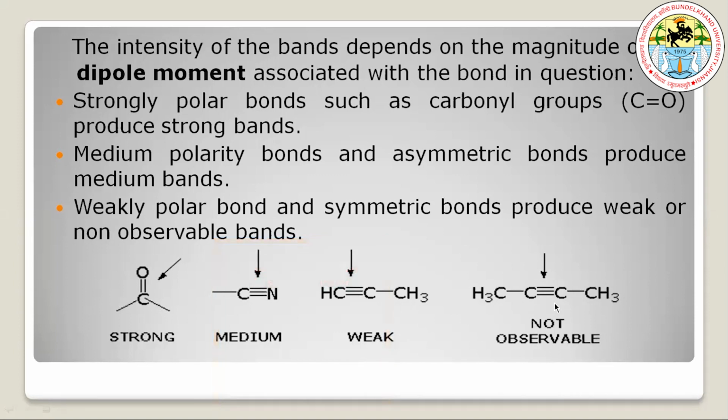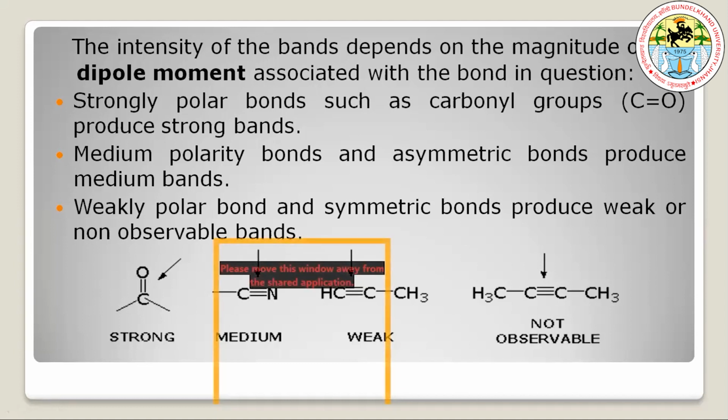When your molecule contains a structure which is perfectly symmetrical in nature, such a molecule does not produce any IR spectra, because IR spectra will be produced only when your molecule changes its dipole moment after absorption of IR radiation. And you know that the dipole moment is a vector quantity, so there is a direction as well as magnitude, both are important.